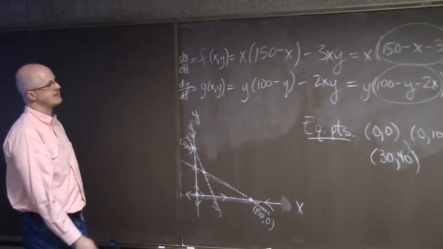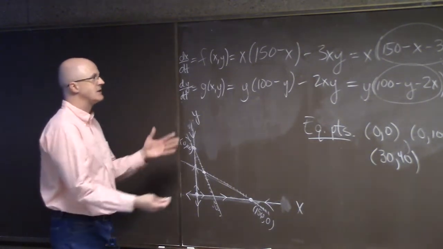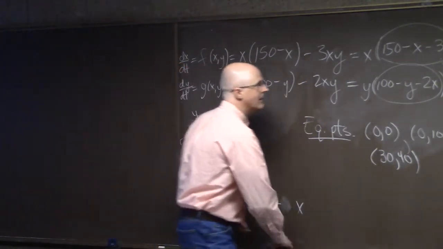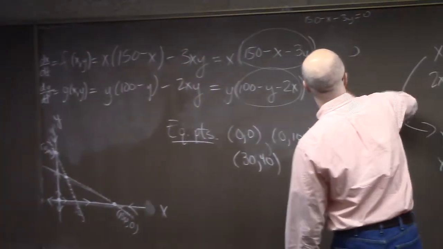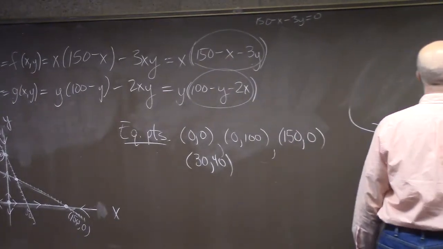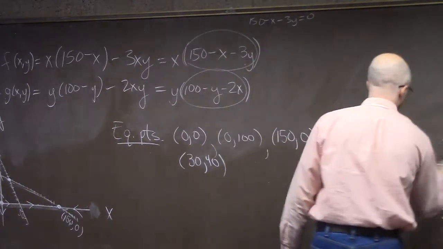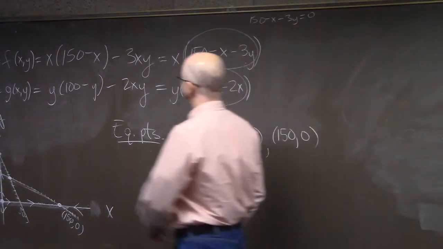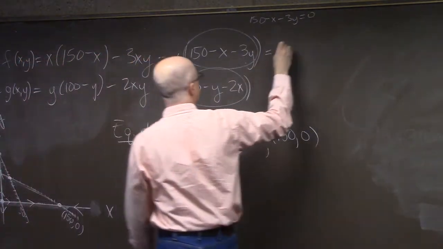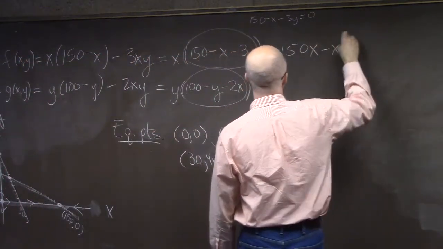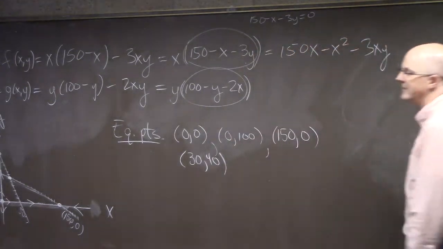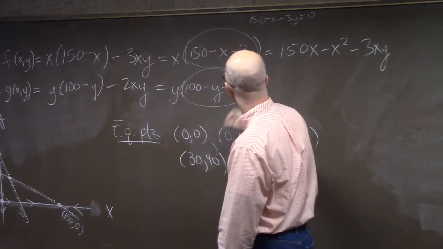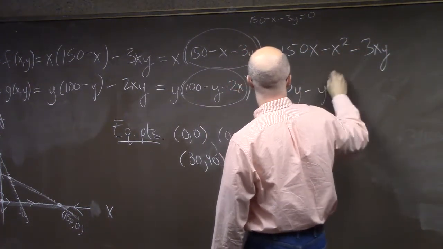To linearize the system near the origin, it's good to not have it in factored form, but to expand it out. Go ahead to the first equation and multiply x through the parentheses, and don't write it like this. Instead, write it like this: 150x minus x squared minus 3xy. Do the same with the dy dt right-hand side. Get 100y minus y squared minus 2xy.